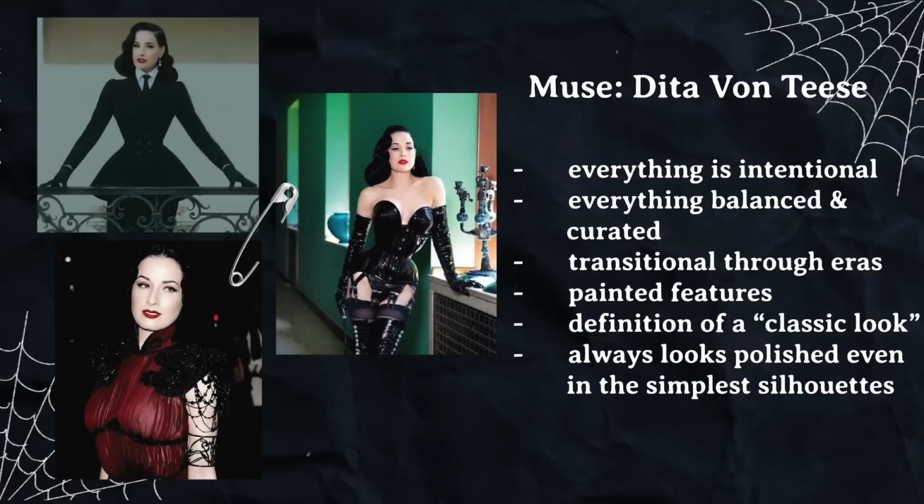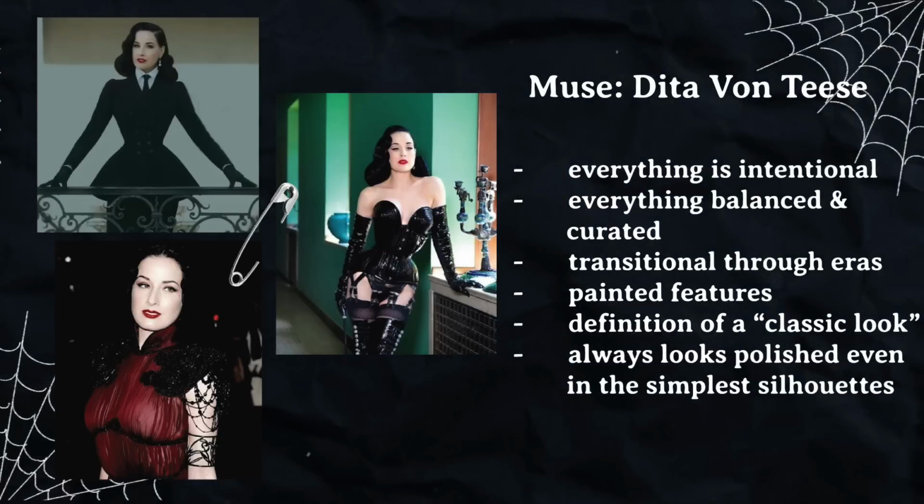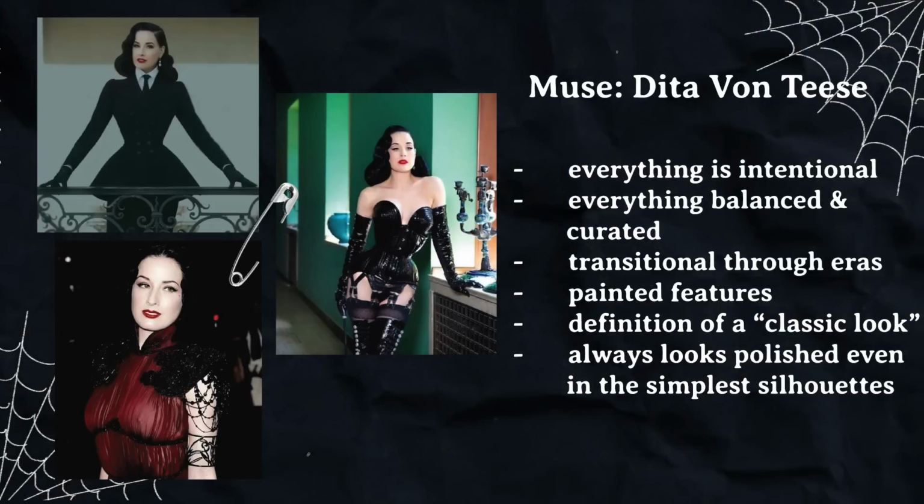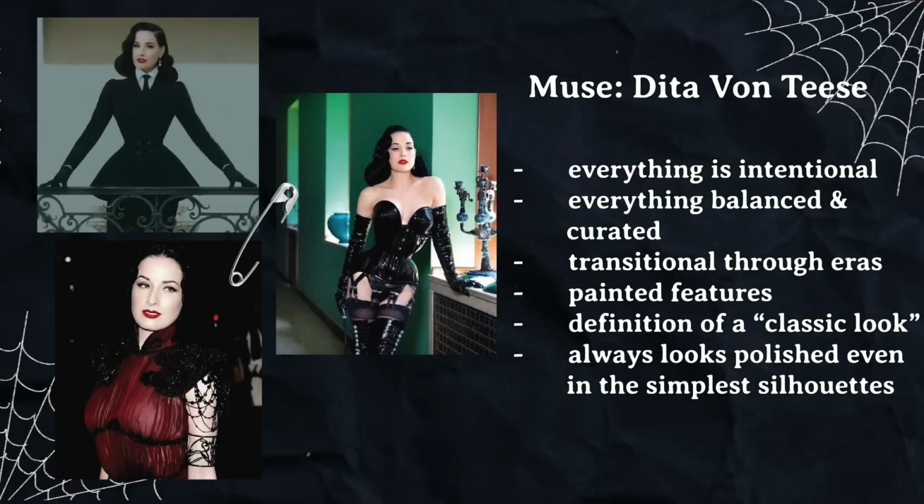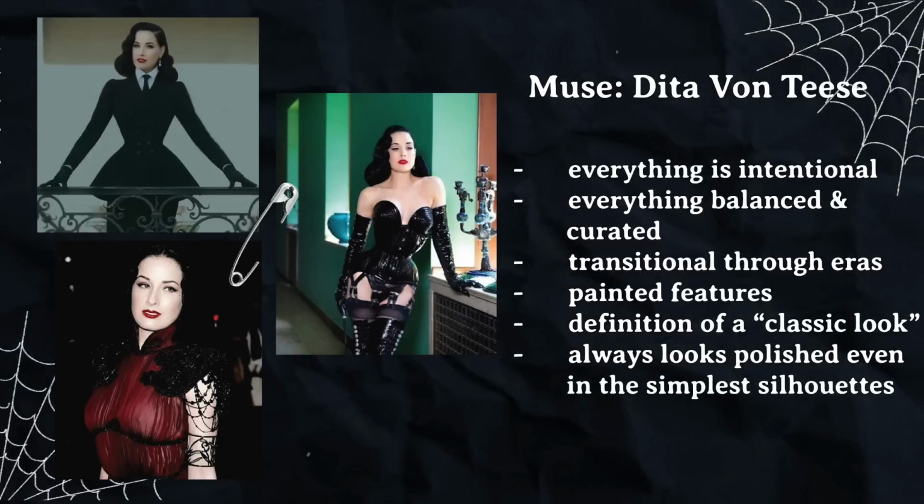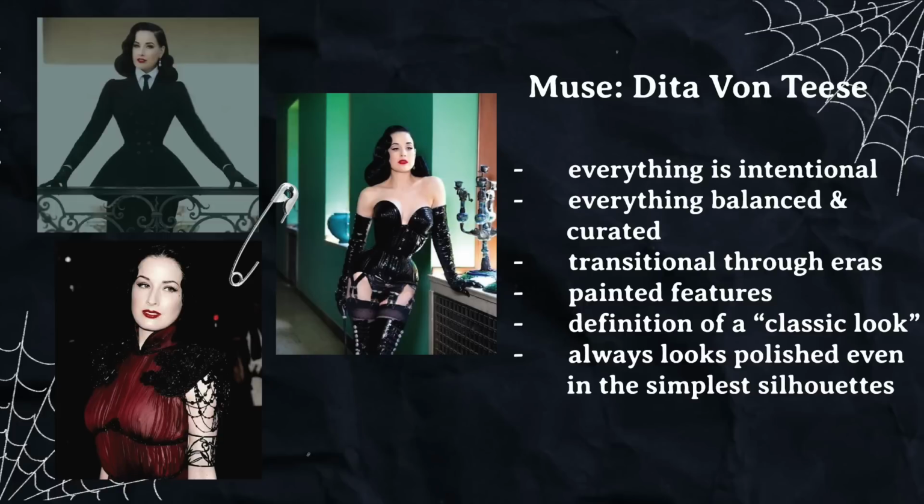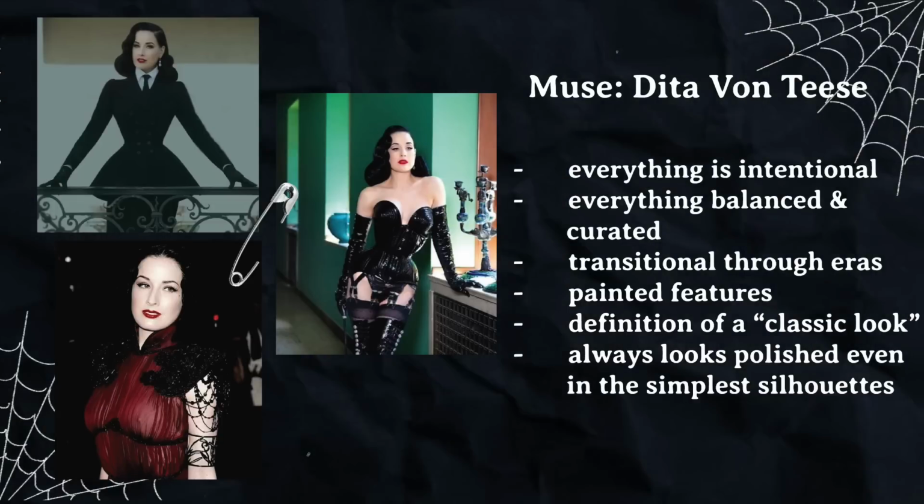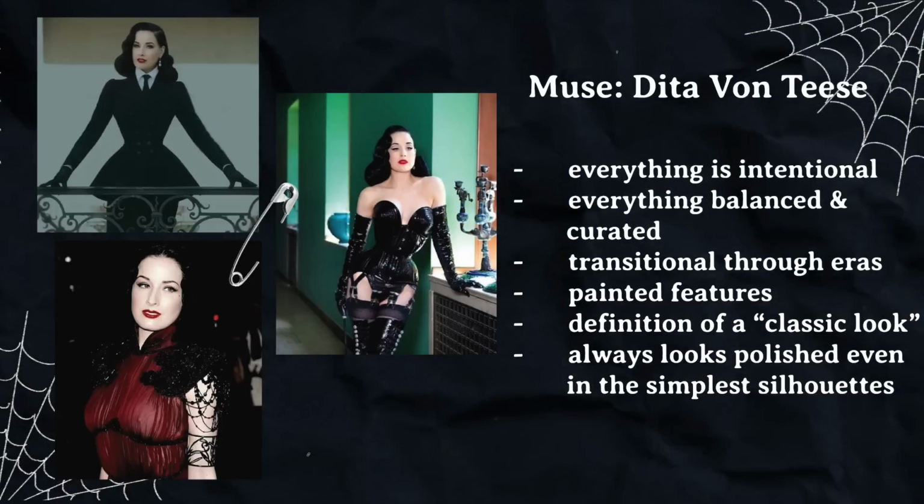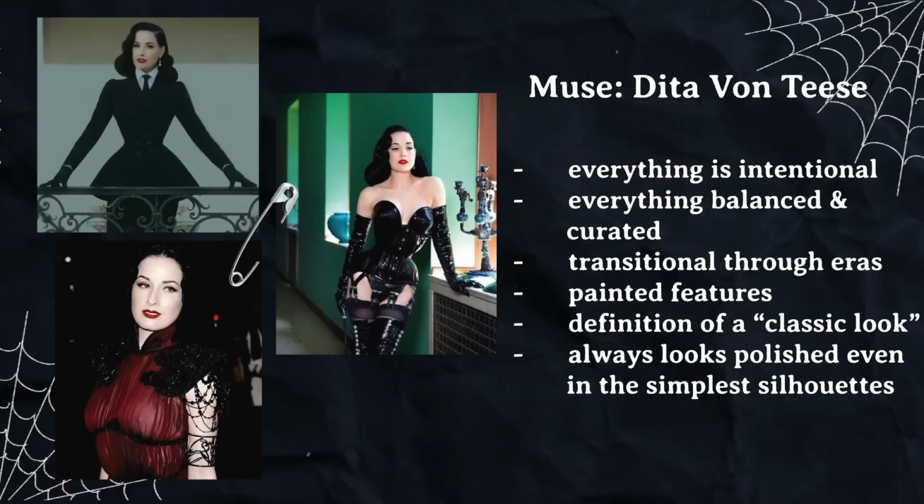She is also very transitional through the eras. Like I mentioned, her hairstyle and even her clothing itself is not exactly glued down to one specific era, but overall it still has this feeling of another era. She has very painted features. Now, this is a good tip for some makeup inspiration to take from if you have classic essence.